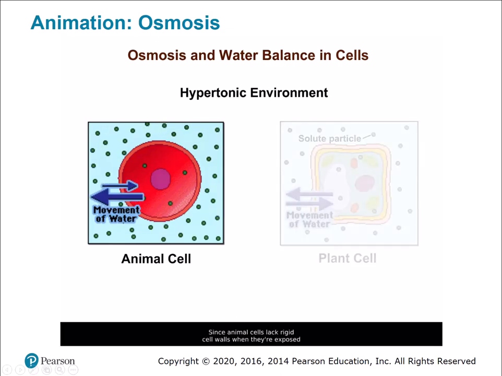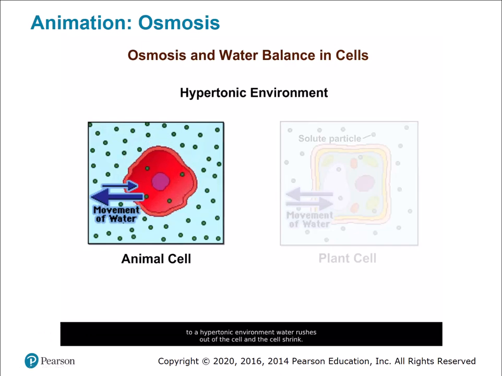Since animal cells lack rigid cell walls, when they're exposed to a hypertonic environment, water rushes out of the cell and the cell shrinks. The resulting cells are dehydrated and lose most or all physiological functions while in the shriveled state. If the cells are returned to an isotonic or hypotonic environment, water re-enters the cell and normal functioning may be restored.